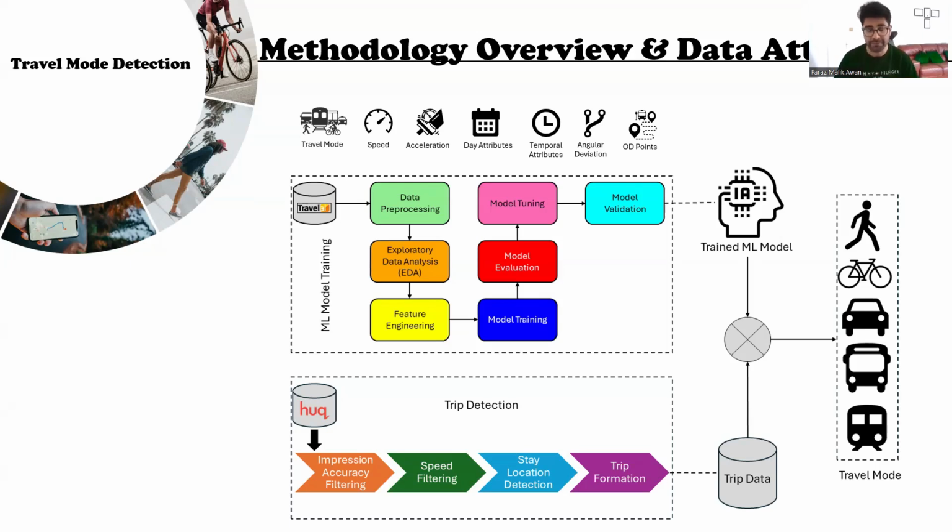set from Travel AI. Those features, those attributes, include average and 95th percentile of speed and acceleration. Day attribute basically indicates if the particular trip was carried out during weekend or weekdays. Temporal attributes again indicate which time of the day a particular trip was carried out. It has four possible values: morning, afternoon, evening, and night. Moreover, angular deviation was also used as one of the attributes.